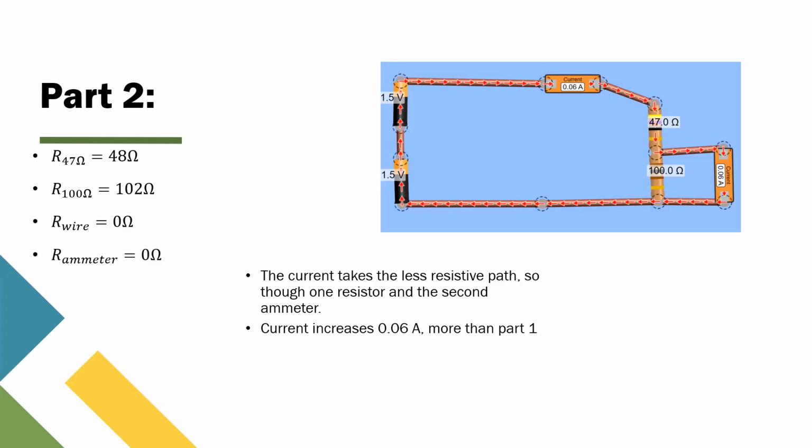So this is part 2 continued as well. We did the resistor calculation separately here. You can see it's off by a little bit: it's 48 ohms, 102 ohms. And then, of course, we assume the ammeter and the wires are negligible, so both of those are 0. But if you connect the ammeter parallel to the overall circuit, you can see that the current takes the path of least resistance to complete the circuit. So it goes through that, and the reading actually jumps to 0.6 amps, more than part 1, which was only 0.02 amps.